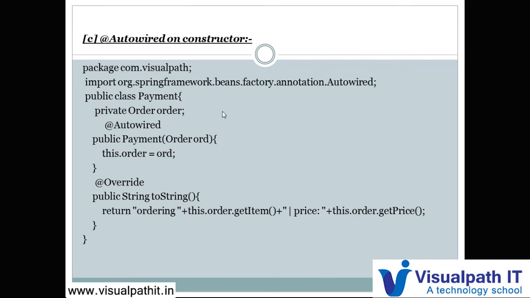Next is @Autowired on a constructor. How is @Autowired used on a constructor? This is the Payment class constructor having the order, and that has this @Autowired configuration. By default this is true. Otherwise, if we want it to be false, we need to specify within the brackets required equal to false.